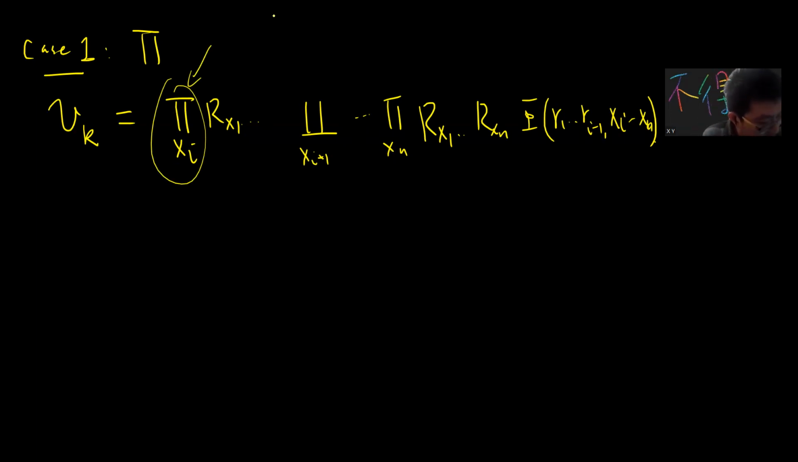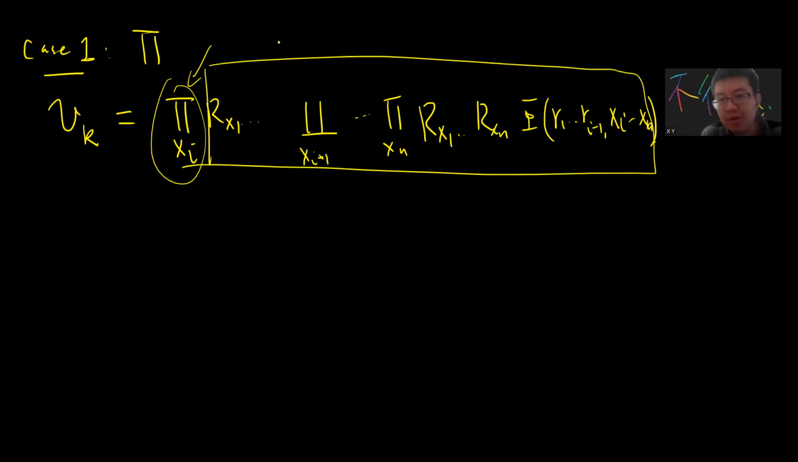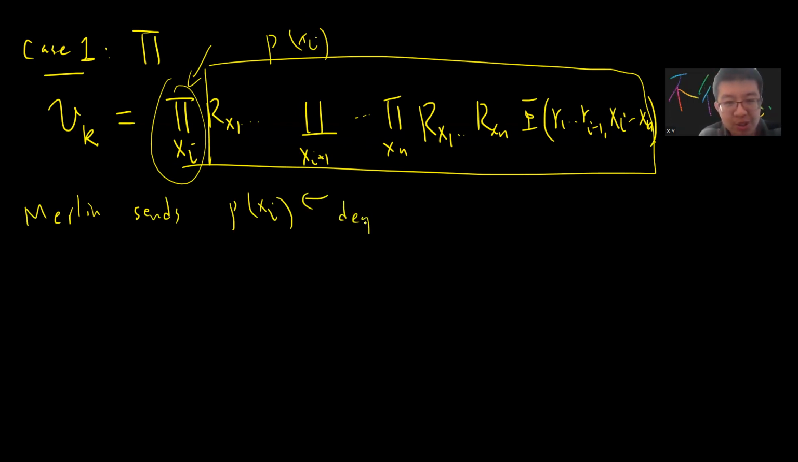Okay, so now it's very simple, right? Merlin just sends this polynomial to Arthur. It's P of Xi. So it's just the same as this, right? Merlin sends P of Xi. By the way, P of Xi has at most what? At most linear, right? So these guys are degree 1.